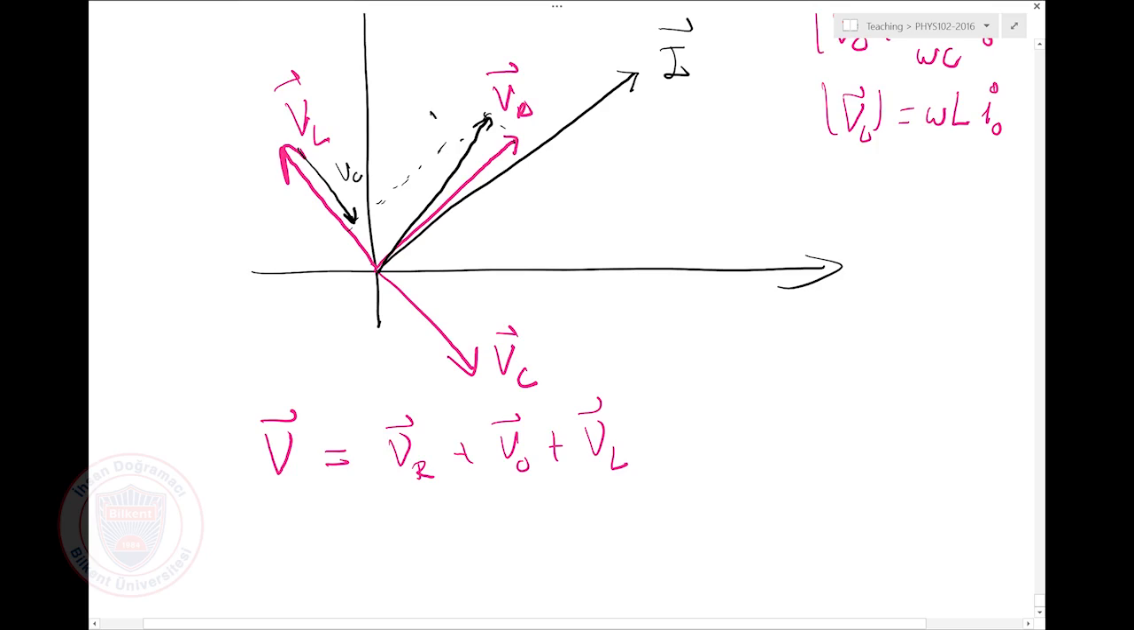Okay. So I can try to sum up all these three. Let's assume for a moment VL is larger than VC. So I will actually have something like this, VC here. And their sum will be something like this, right? This is going to be my V.